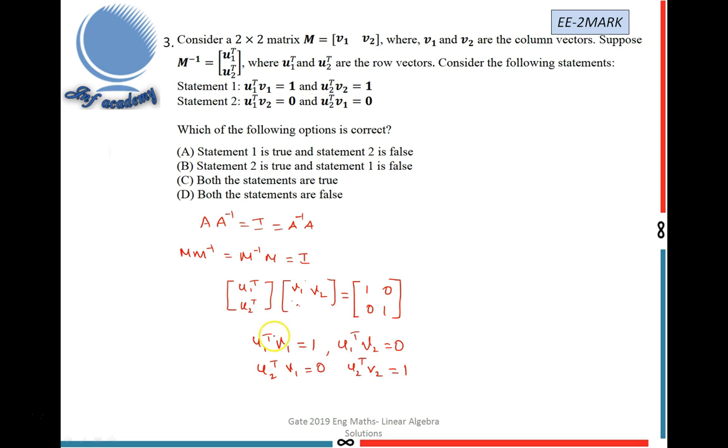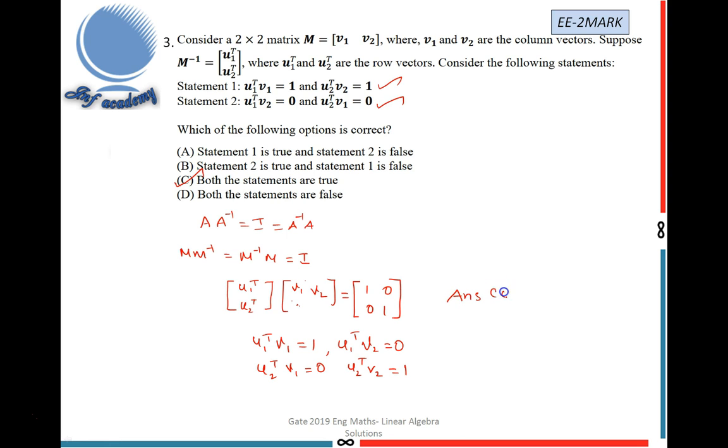Finally, I got U1 transpose V1 equal to 1 and U2 transpose V2 also 1. So statement 1 is correct. And U1 transpose V2 equals 0 and U2 transpose V1 equals 0. So statement 2 is also correct. So both the statements are true. Option C is the correct answer.